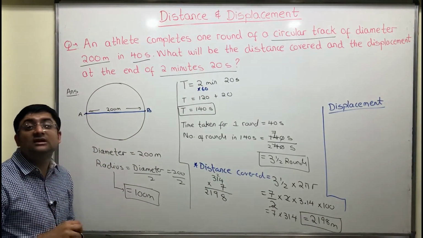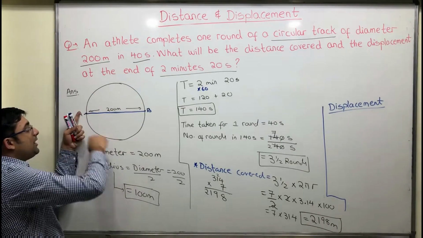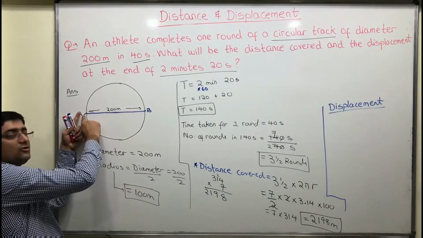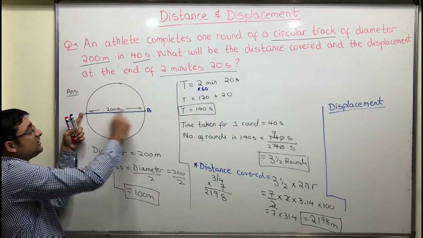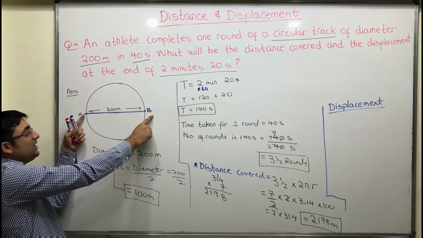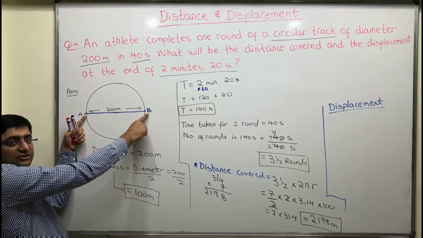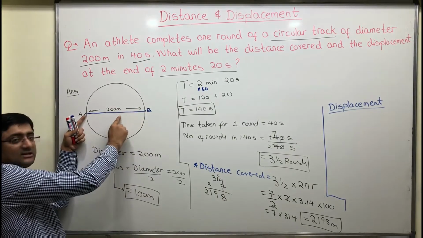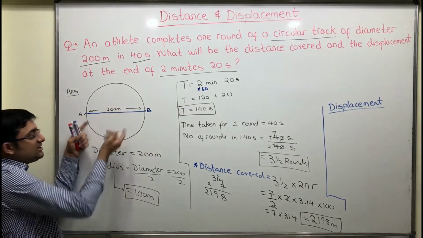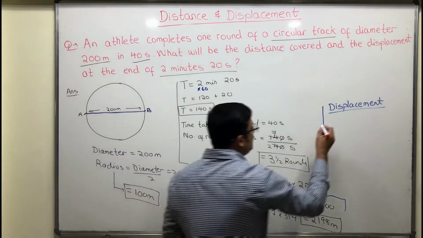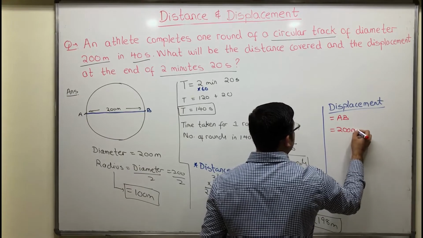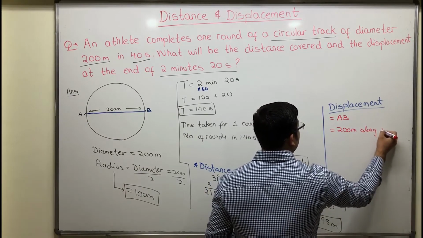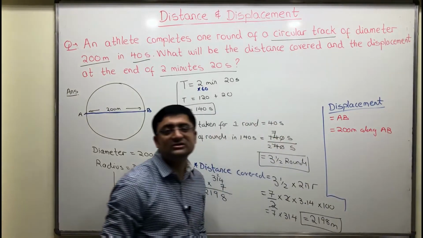I repeat, he is running 3.5 rounds, starting from A. One round, back to A. Second round, back to A. Third round, back to A. Now half a round means half of the circle, so along the diameter. The initial position is A, the final position is B. The straight line joining AB is nothing but the diameter. So what is displacement? 200 meters. Displacement is equal to AB, that is 200 meters along AB. Is this clear? So this is how you tackle this question.